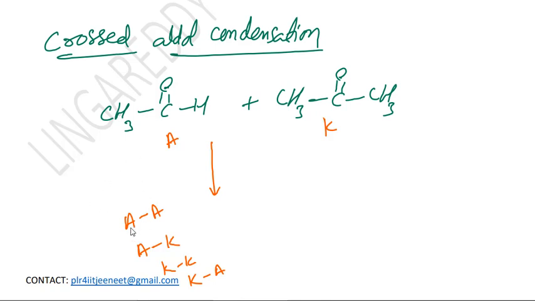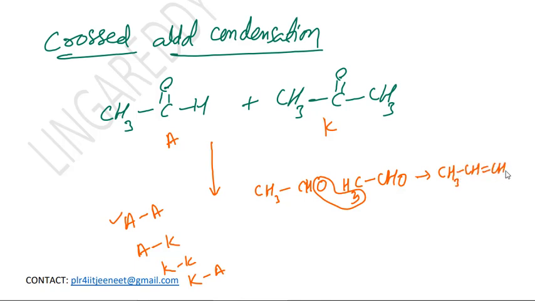So first I am writing the AA product. Already we discussed the AA product. I am writing here CH3 CHO, and one more aldehyde, CH3 CHO. Aldehyde plus aldehyde. Here just remove the water molecule. What is the final product here? CH3 CH double bond CH CHO. This is the one product.